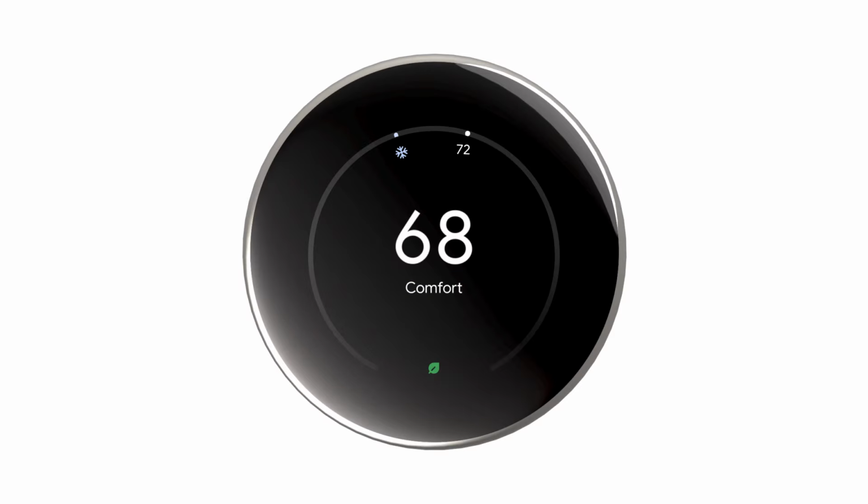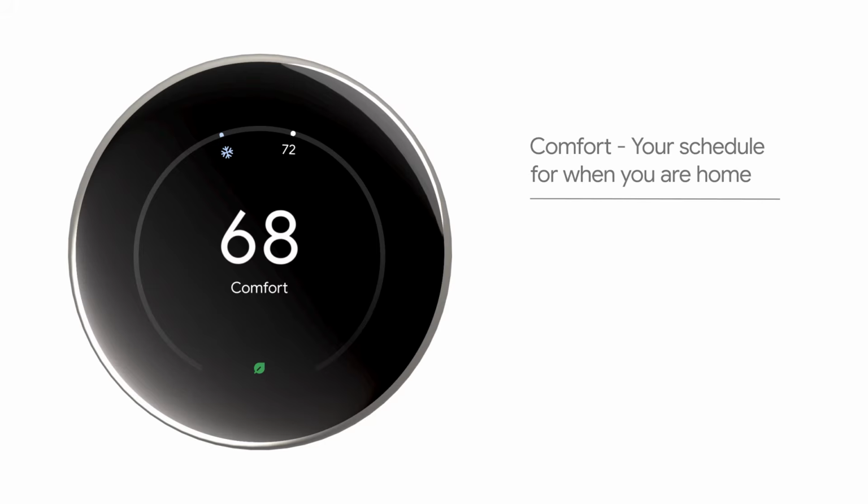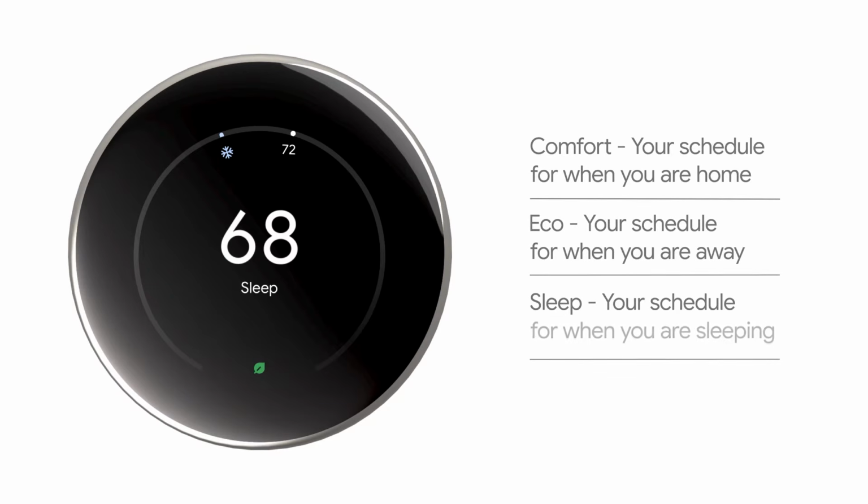Your thermostat comes with 3 different preset modes: Comfort for when you are home, Eco for when you are away, and Sleep for when you're sleeping. At the bottom of the screen, you can see which mode you're currently using.